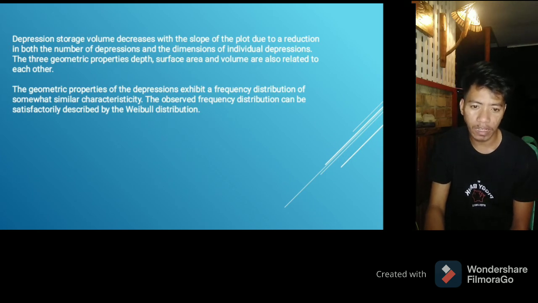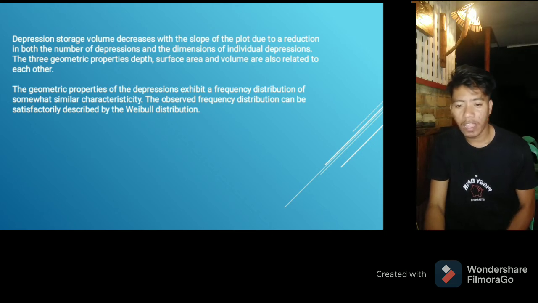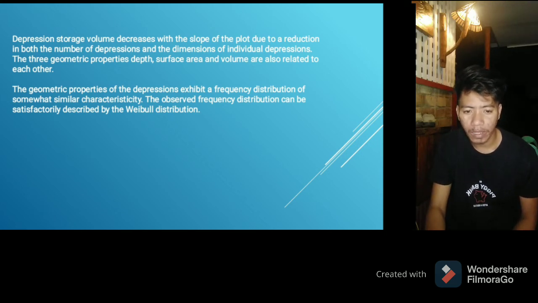Depression storage volume decreases with the slope of the plot due to reduction in both the number of depressions and the dimensions of the individual depressions. The three geometric properties, depth, surface area, and volume, are also related to each other. The geometric properties of the depressions exhibit a frequency distribution of somewhat similar characteristics. The observed frequency distribution can be satisfactorily described by the Weibull distribution.